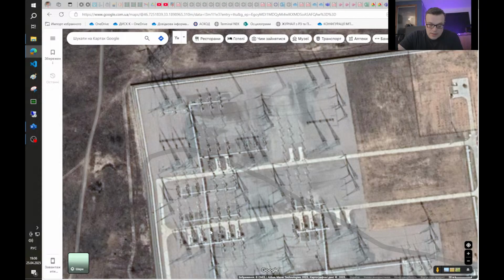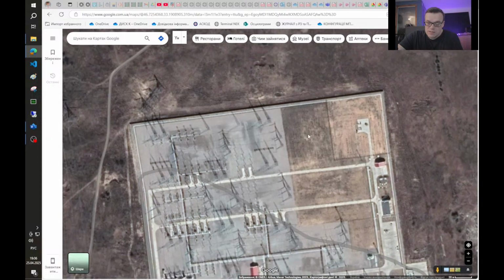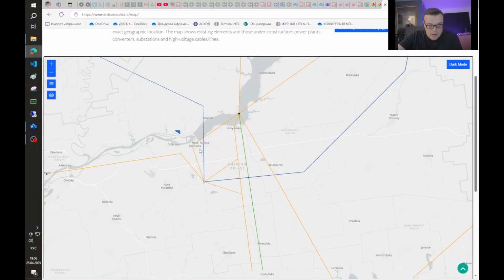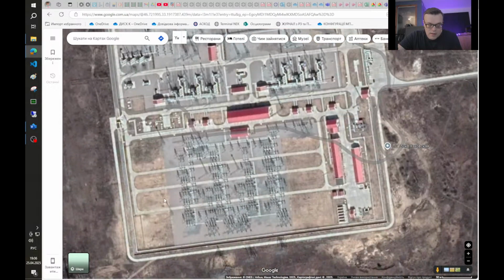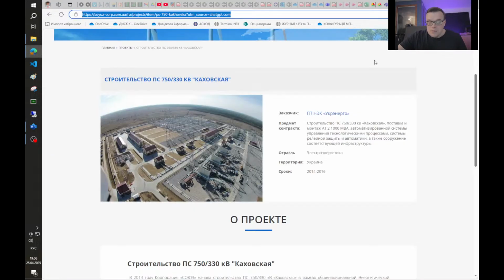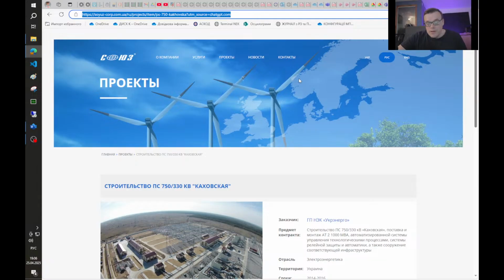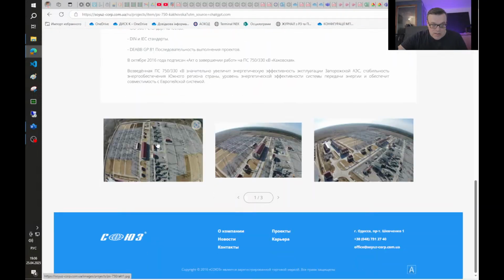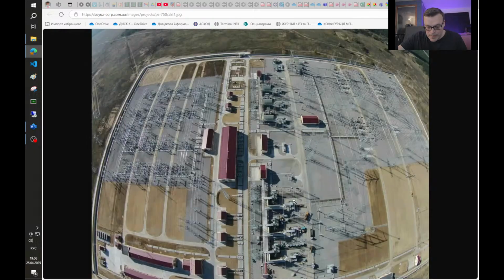This line is connected through two circuit breakers. This area is for the second circuit, shown here by a dashed line. Here is the 330 kilovolt switch yard. So this is the web page of the company that built the substation, and here we can see a little bit more detailed image.